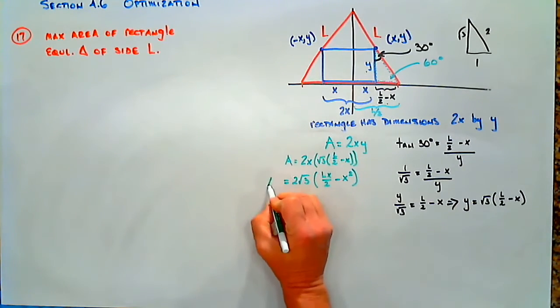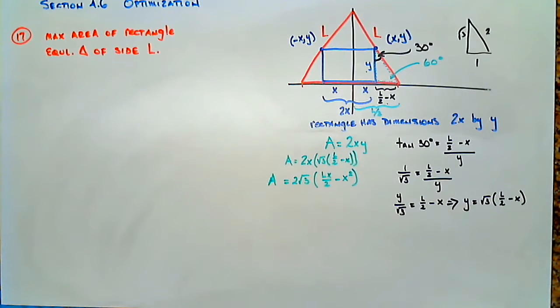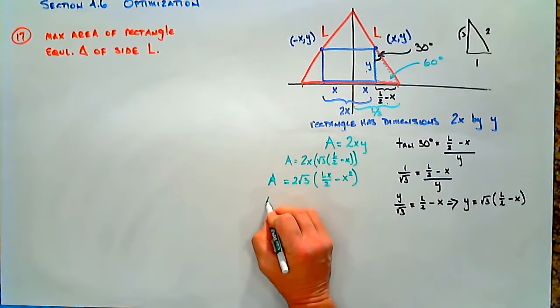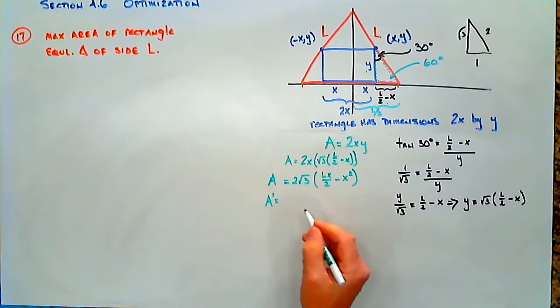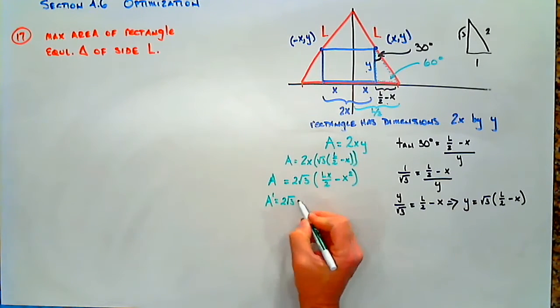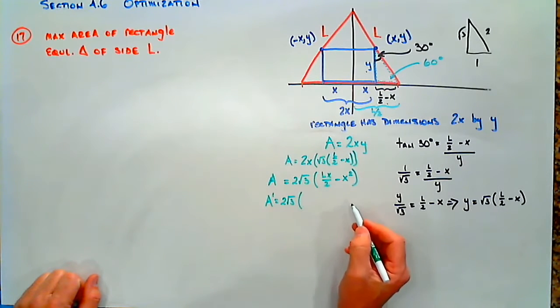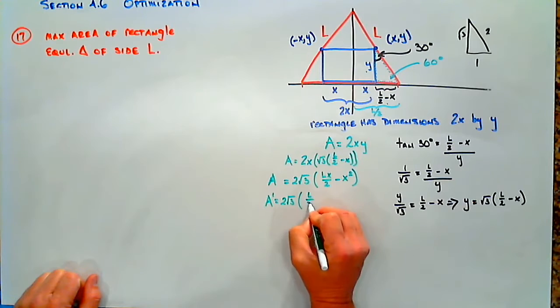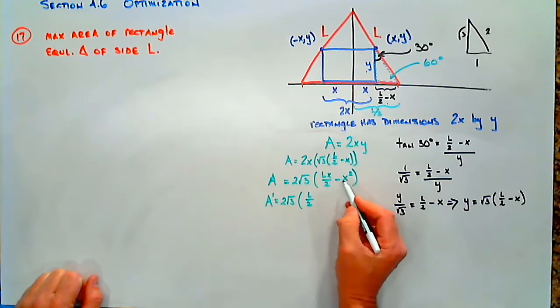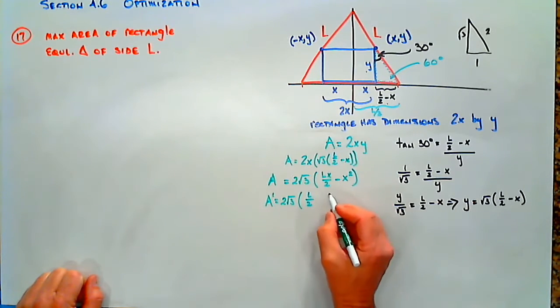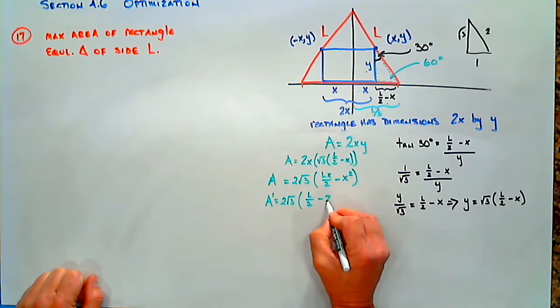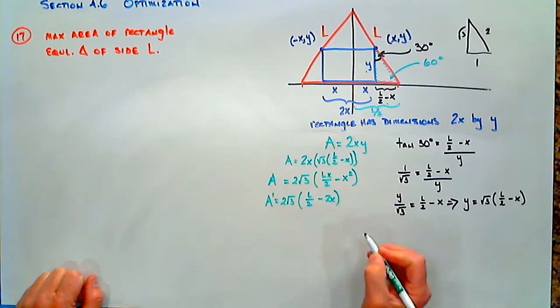So this is our expression for area. Now what are we going to do with that? We're going to take the derivative, A prime. Now we have a constant, so that's 2 root 3. When I take the derivative of x times L over 2, that just gives me L over 2. And when I take the derivative of negative x squared, I get minus 2x.